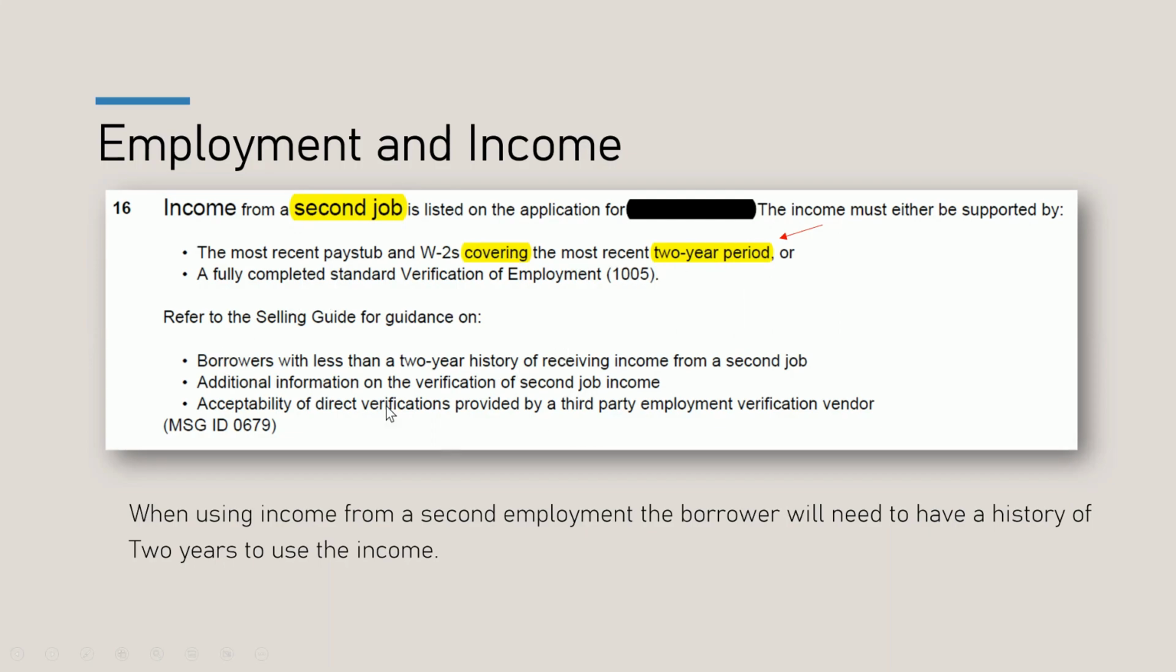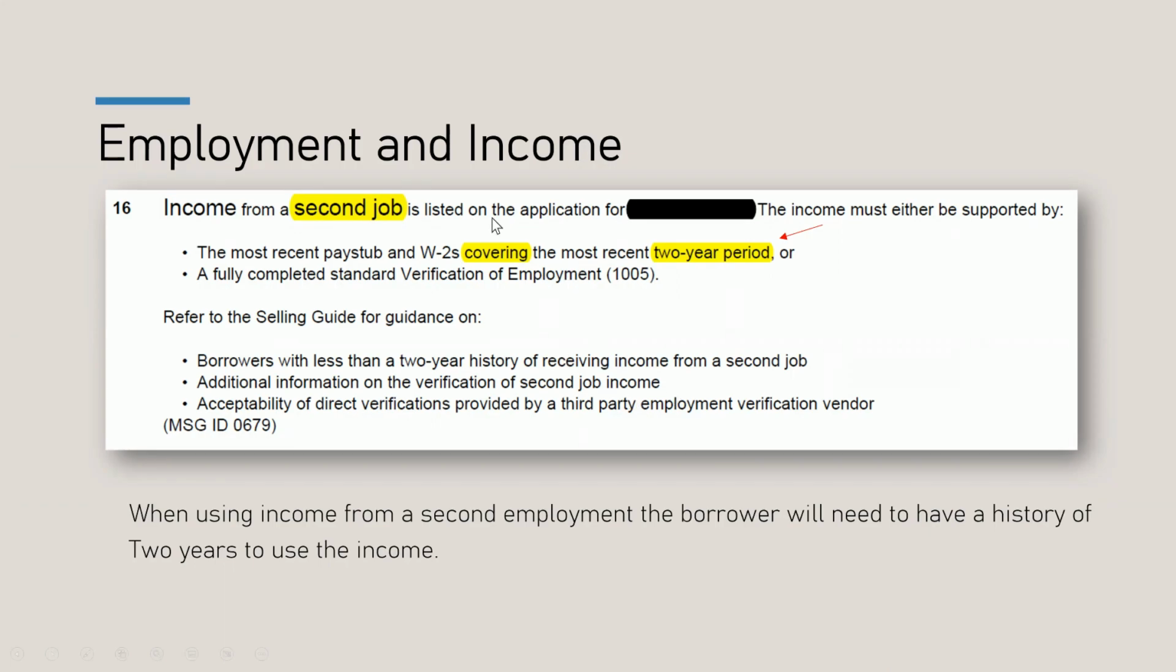In the guideline, it will say refer to the selling guideline. Borrowers with less than a 2-year history of receiving the second job, we need to verify all that stuff, right? Now, I had a client who had always had a history of a second job, but she kind of changed her jobs depending on the seasons. So she was a cook in one and a server in another, but she worked at one restaurant for one period, then another restaurant for another period. You can use that as long as a 2-year history is there for that second job.